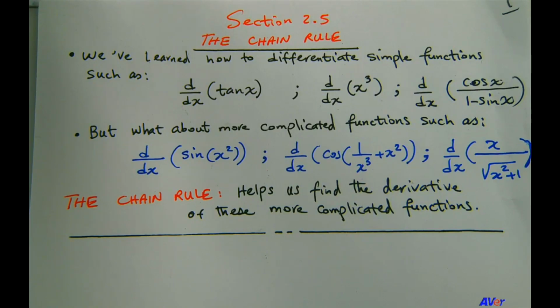Now, as you can see on the screen, we've learned how to differentiate simple functions such as the ones that you see on the screen. We did a few examples in the section 2.4 video. But what about if these functions are a little bit more complicated, such as the ones that you see in blue ink? It's in cases like this that a method called the chain rule becomes very useful for us to find the derivative of functions.